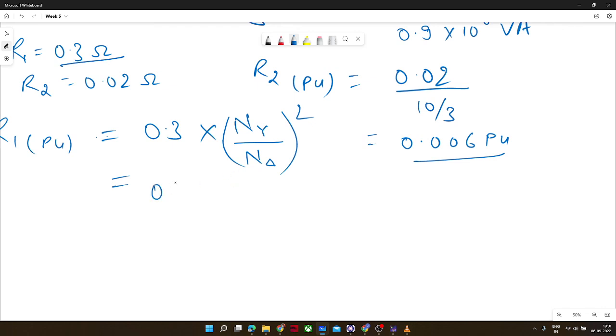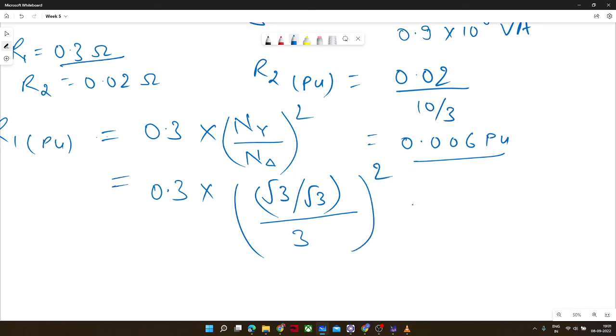The turns ratio also we know. In a star side, it was root 3 kV. It was line value. Okay, so what would be phase value? That will be divided by root 3 in a star. Okay, and delta, it was 3 kV, and in delta phase value is equal to line value, so it was 3. So we have referred it to secondary side, so the value which will come, that I have noted here, and it would be 1.